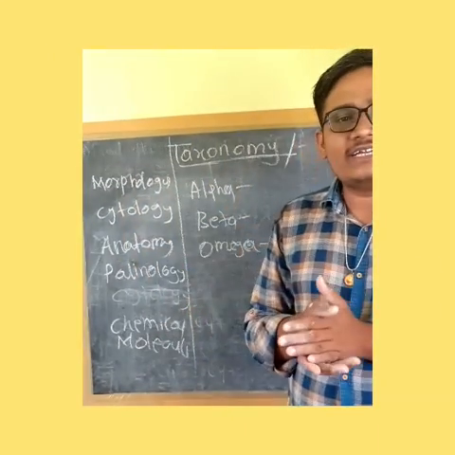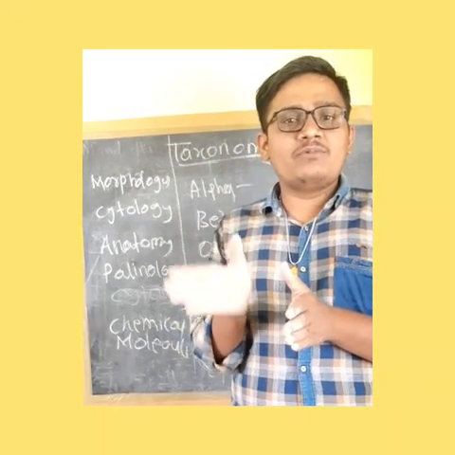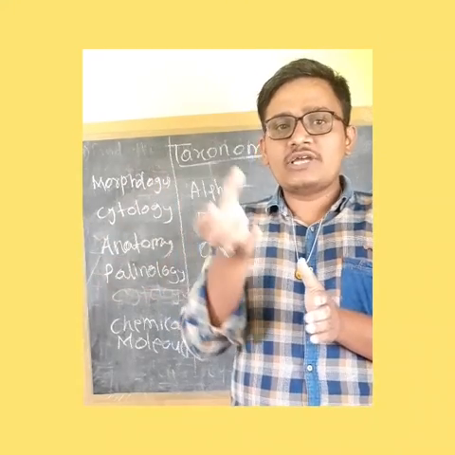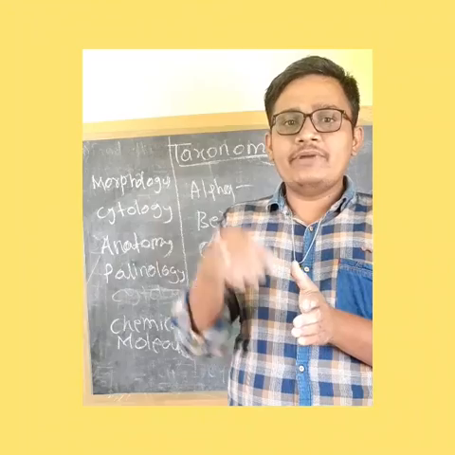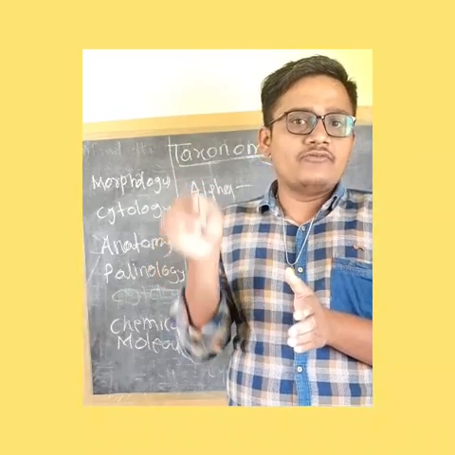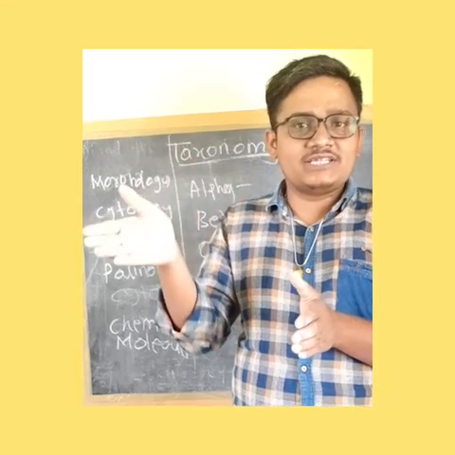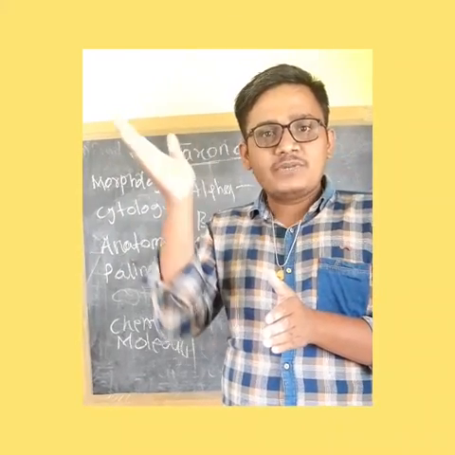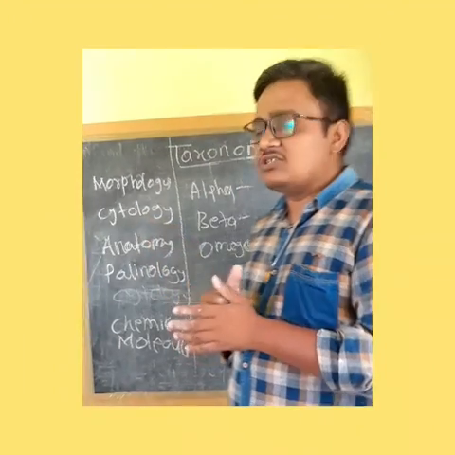Next is cytology. Cytology is nothing but cell information. With its help we can get cellular data. If a plant does not have good external characters, such as a good root, stem, leaf or flower to identify, then in the absence of external characters we go to the next step, that is cytological information.